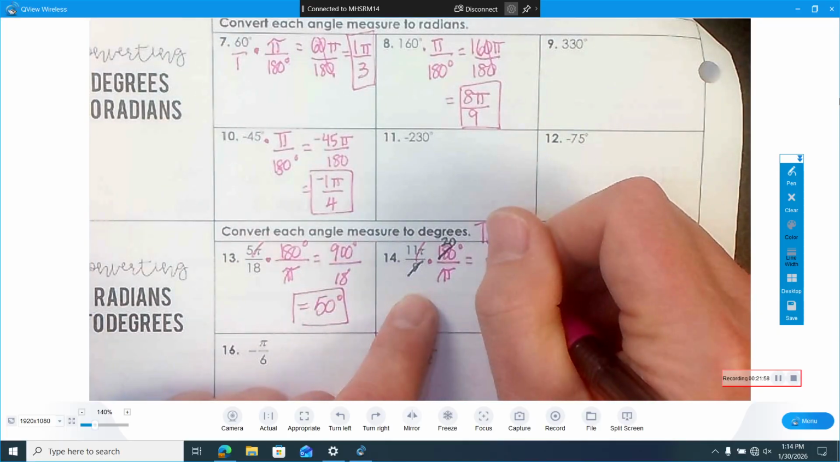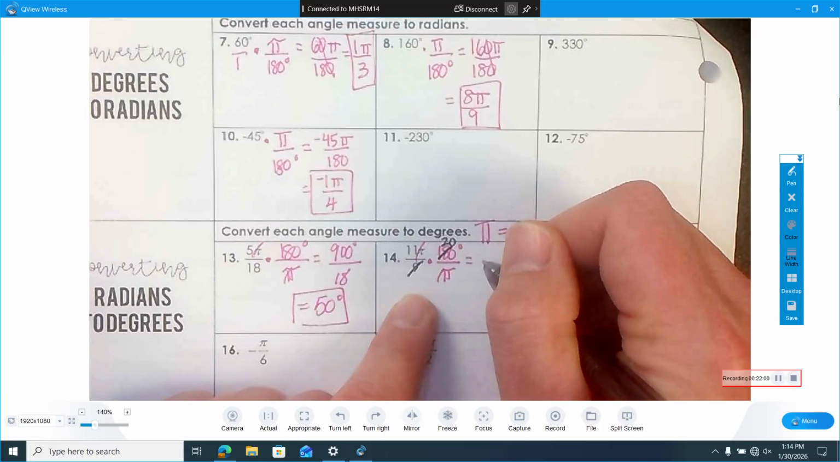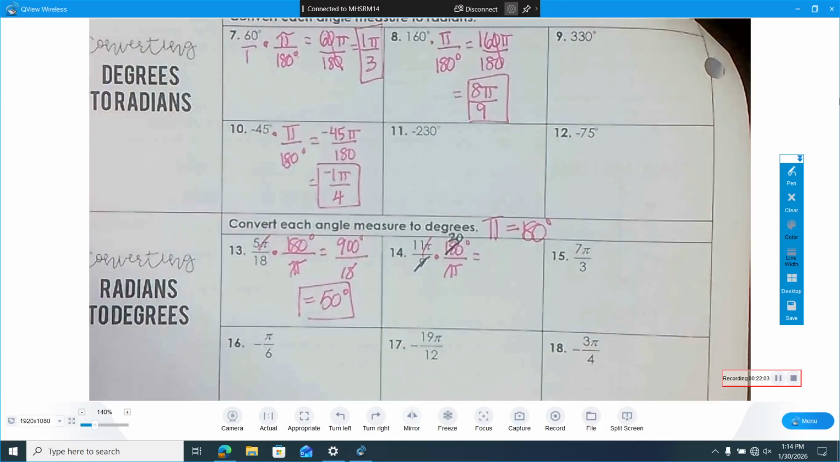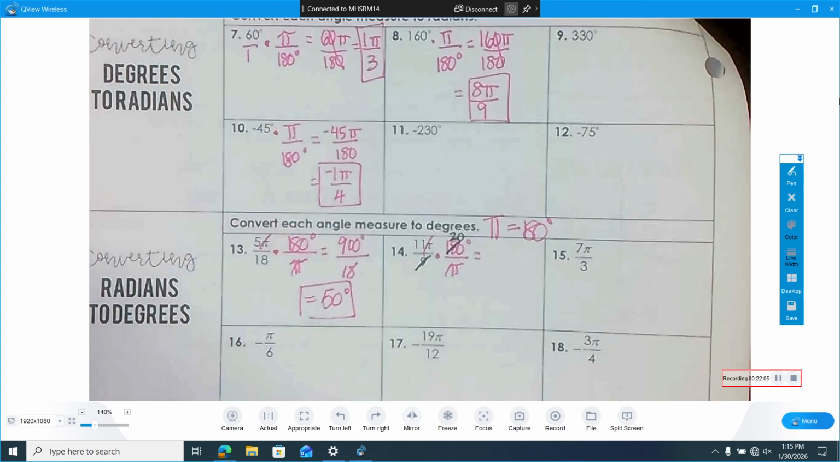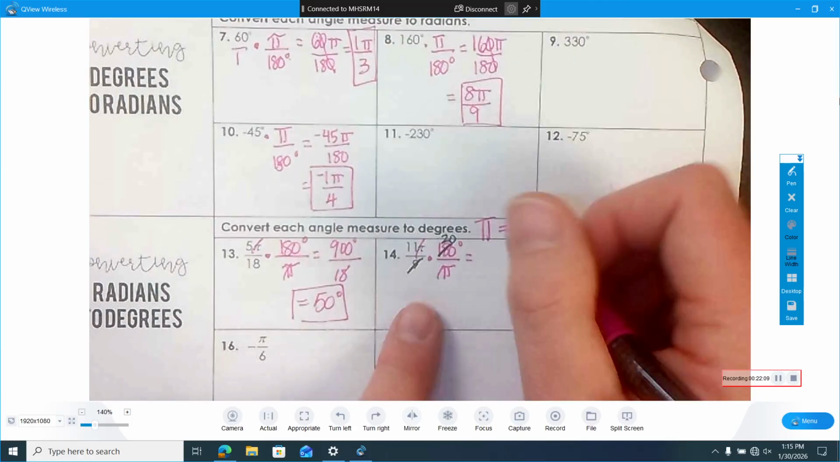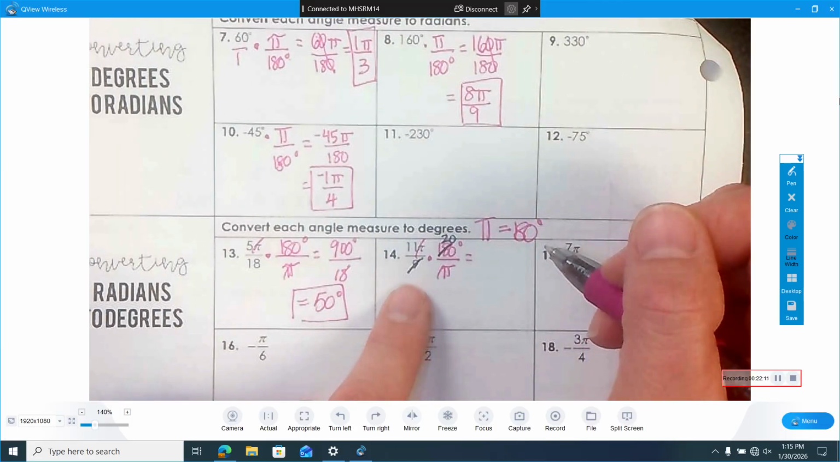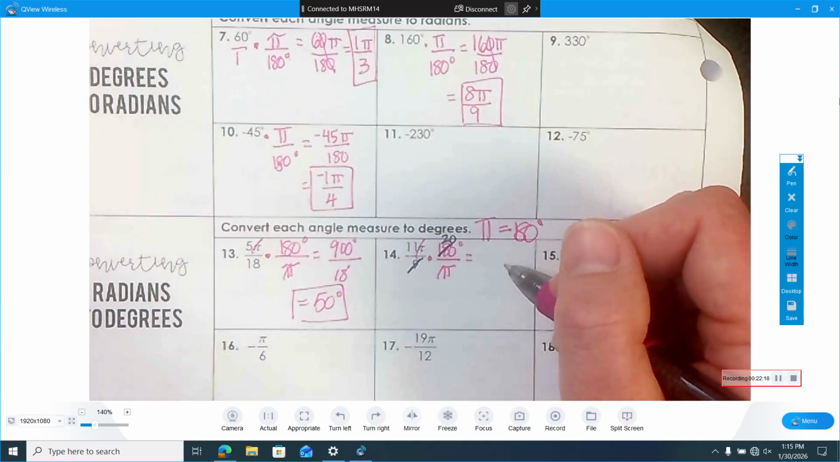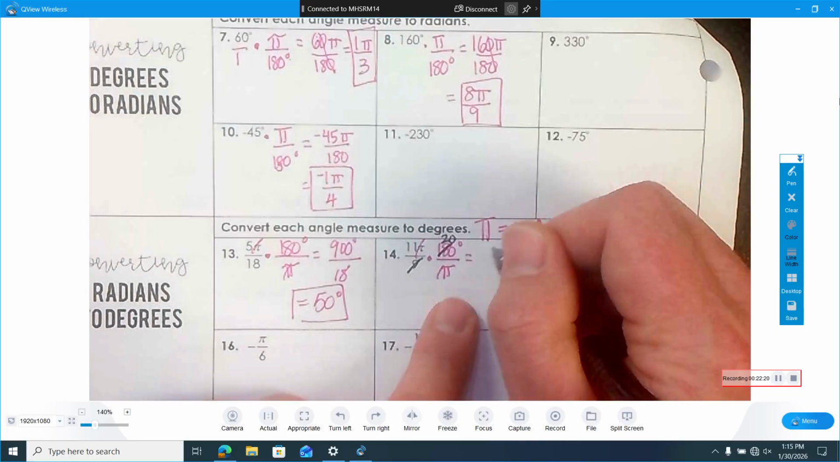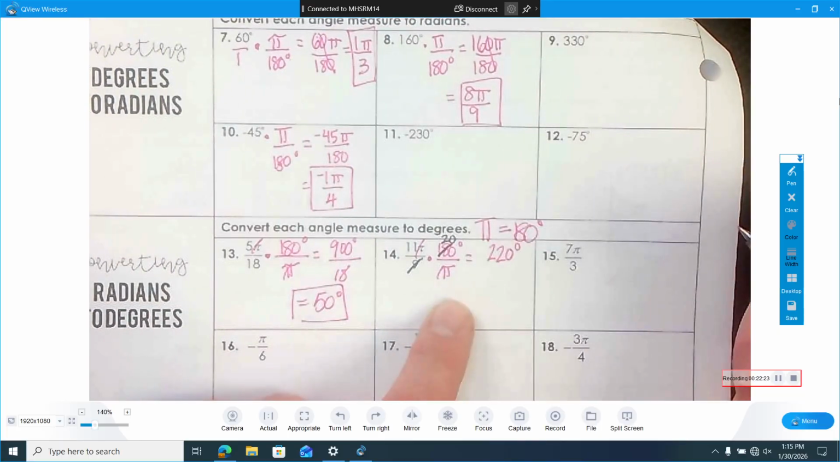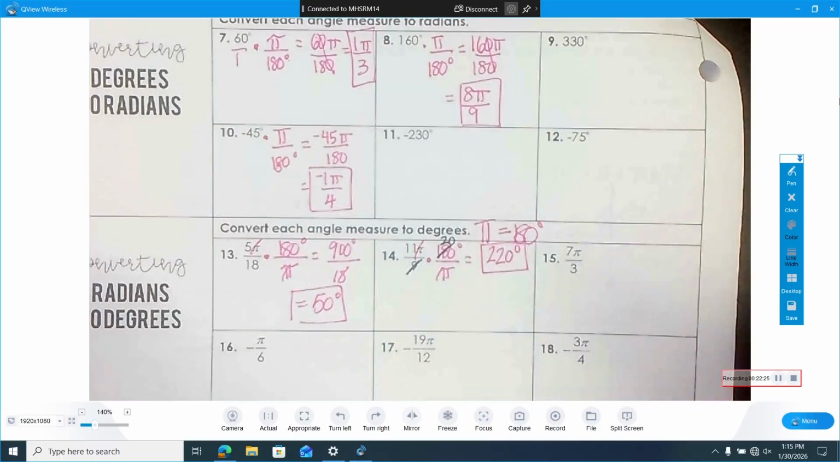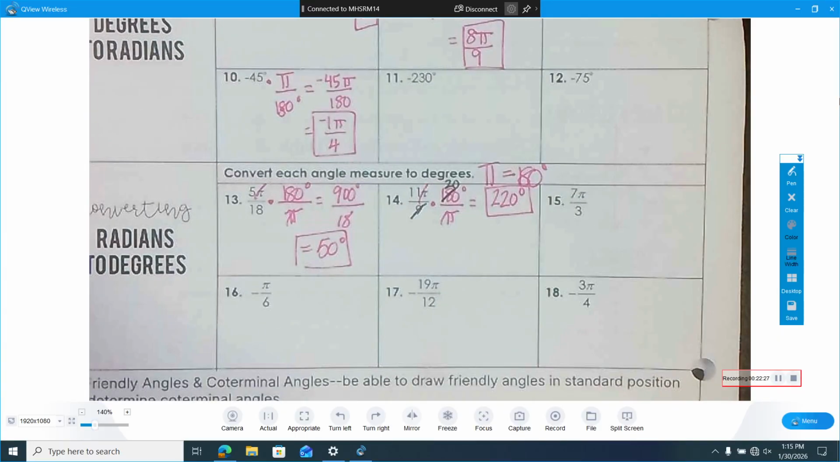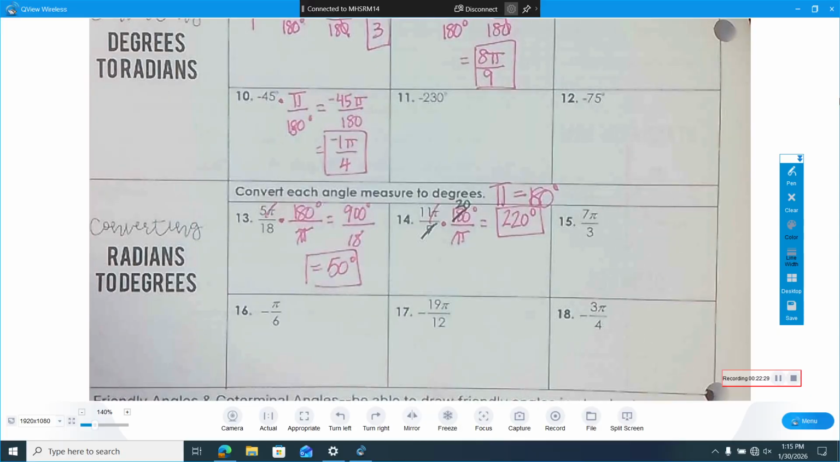What's 11 times 20? 220. You got it now? Sometimes we're quick. All right, so yes, we get 220 degrees. And it works just the same with negatives. Do we need to do any more of those? No? Okay, turn the page.